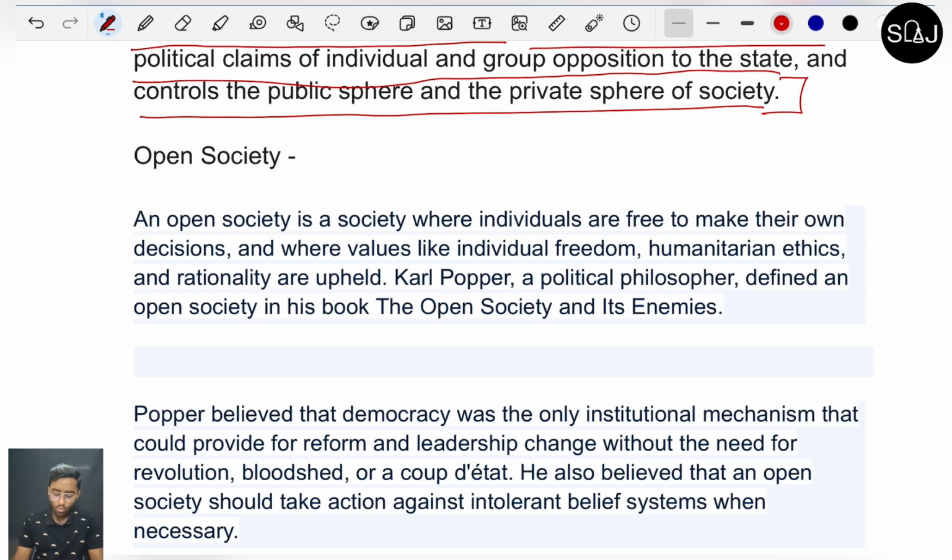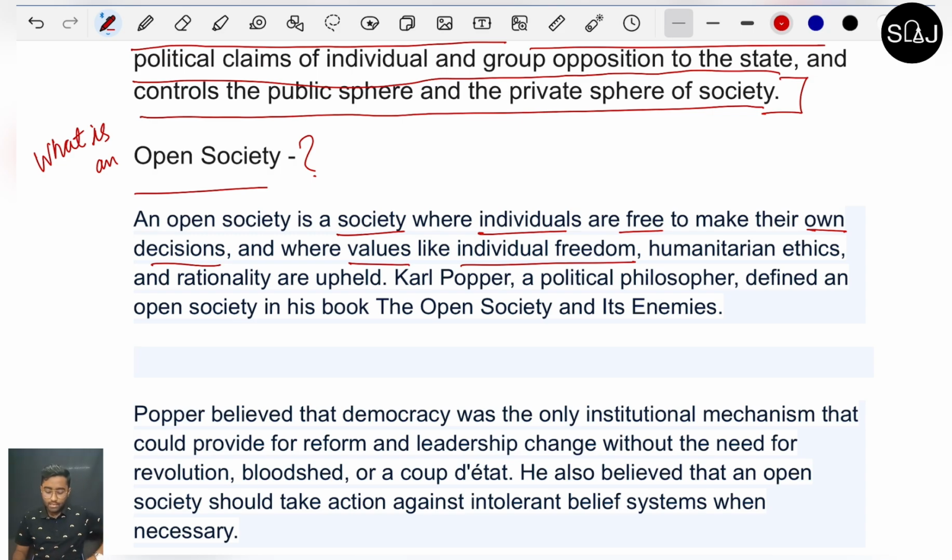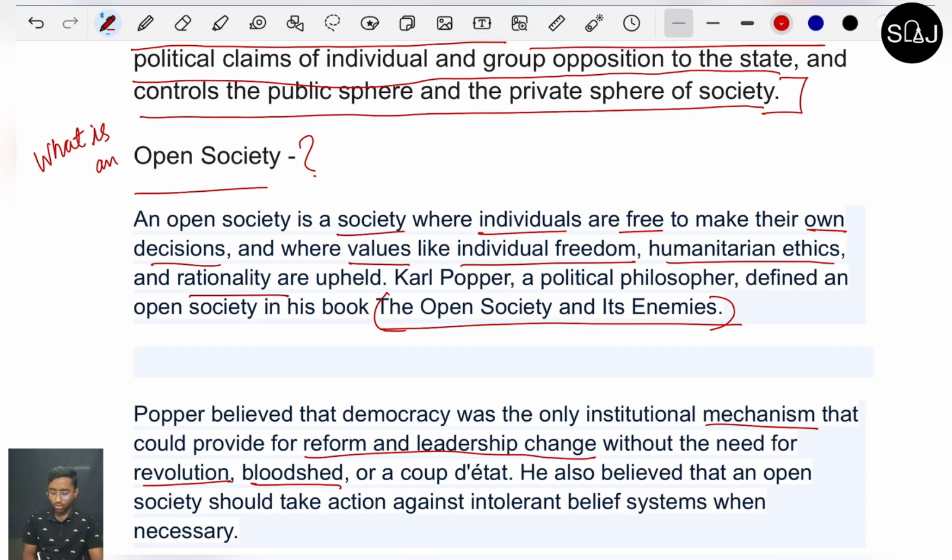Open society. Now, what is an open society? An open society is a society where individuals are free to make their own decisions and where values like individual freedom, humanitarian ethics, and rationality are upheld. Karl Popper, a political philosopher, defined an open society in his book, The Open Society and Its Enemies. So this book is also quite renowned in the field of political science. Popper believed that democracy was the only institutional mechanism that could provide for reform and leadership change without the need for revolution, bloodshed, or a coup d'etat.